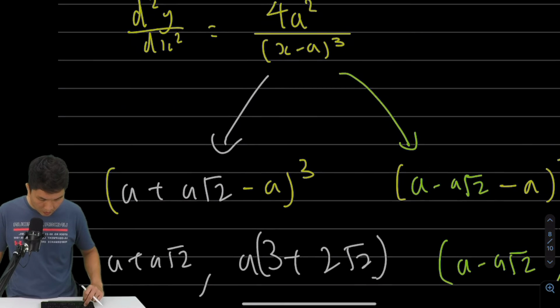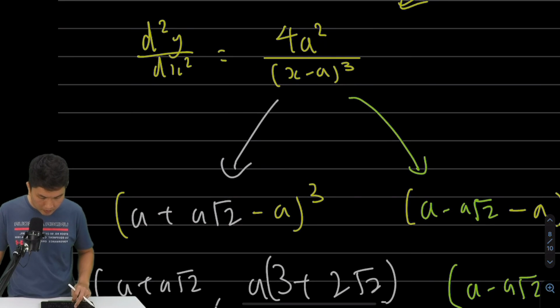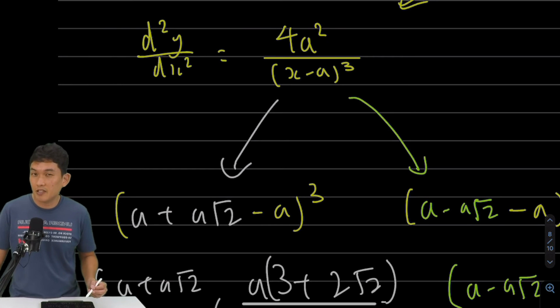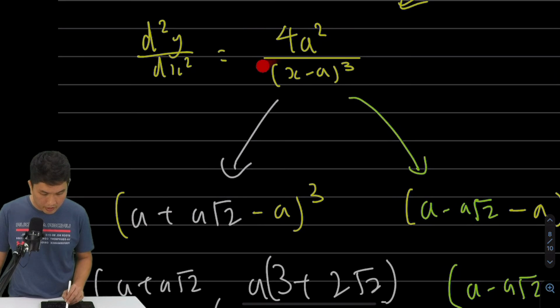So when we substitute this in, first I'm going to substitute the positive one in. Before we talk about this, let's look at d squared y dx squared first. d squared y dx squared has a numerator that's always positive. 4 times a squared, that's always positive. So whether d squared y dx squared is positive or negative depends on the denominator. So I'm only going to look at the denominator here.